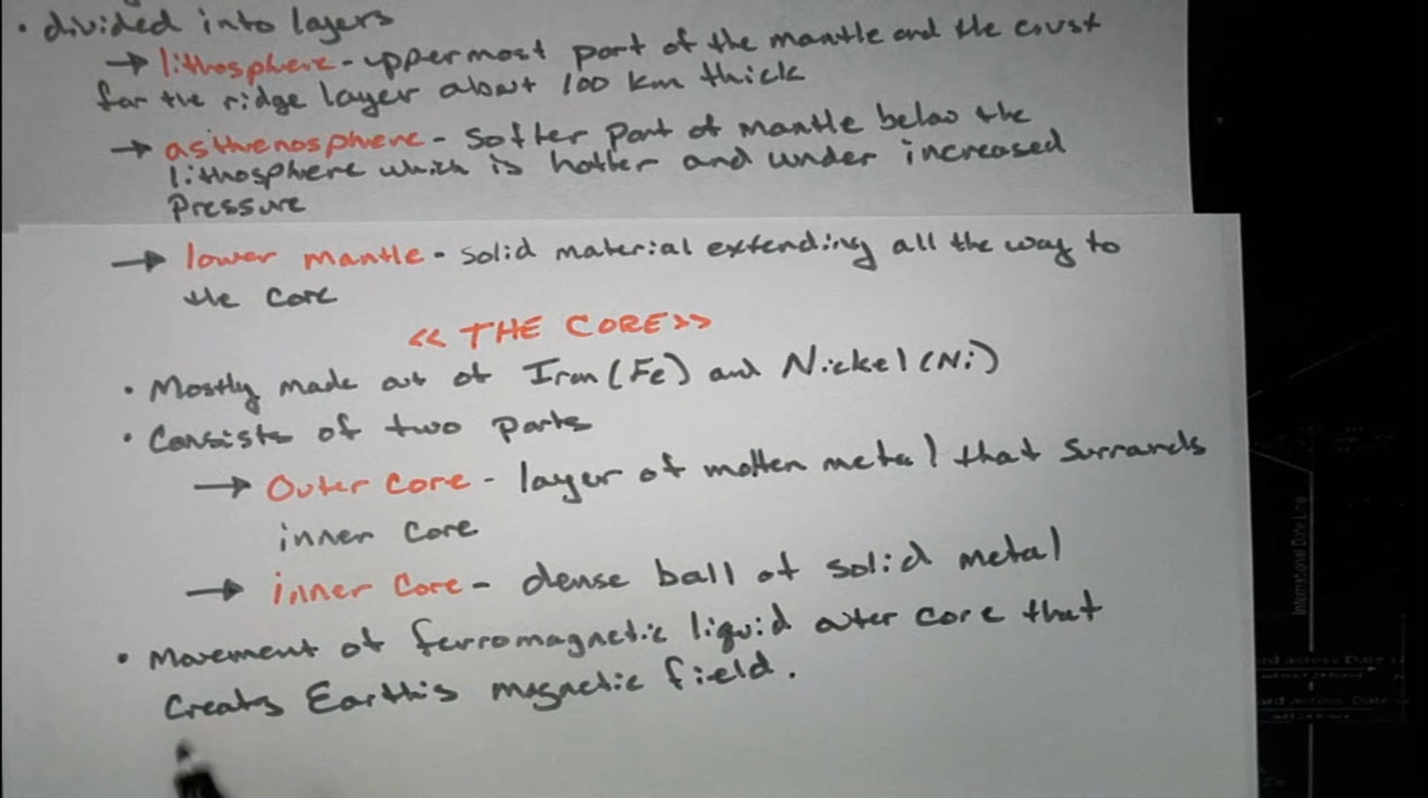This is a new word, this is called ferromagnetic. The iron in the outer core, the liquid iron in the outer core, acts as a big magnet. And that is what creates the magnetic field around Earth. That's why our compasses work. That's why the solar wind gets deflected from us.